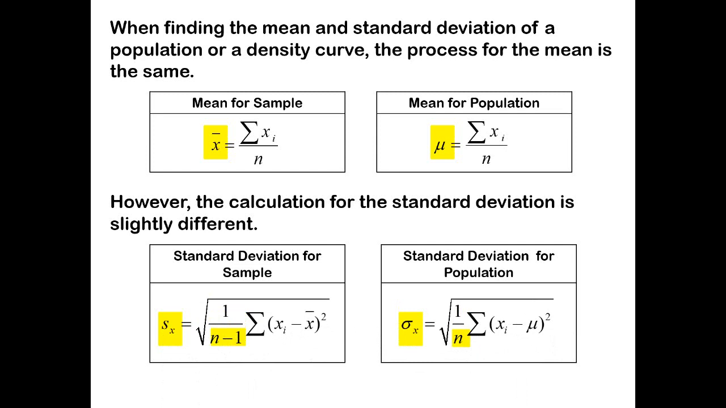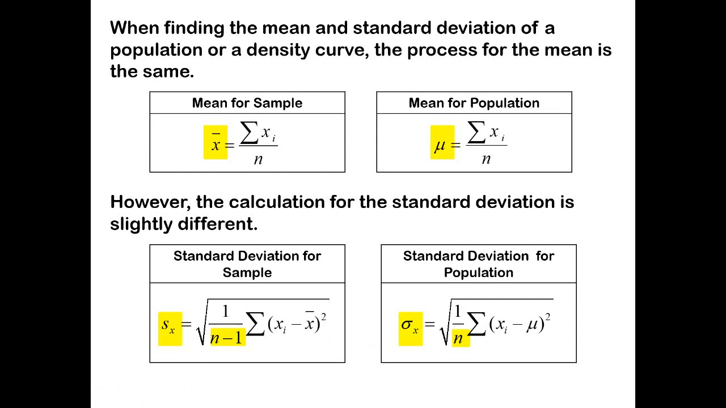For our standard deviation for a sample, we're going to be taking each of our data values, subtracting the mean, squaring it to turn it positive, summing all of these up, and dividing by n minus 1. Whereas for the population, we'll be dividing by n, and then taking the square root to undo this squaring.